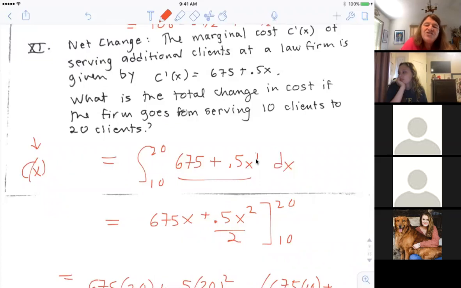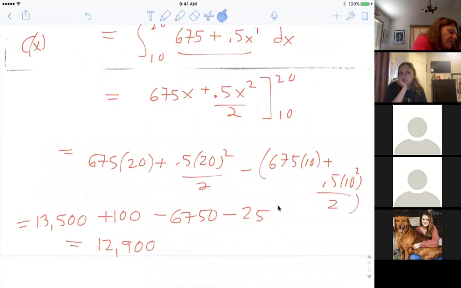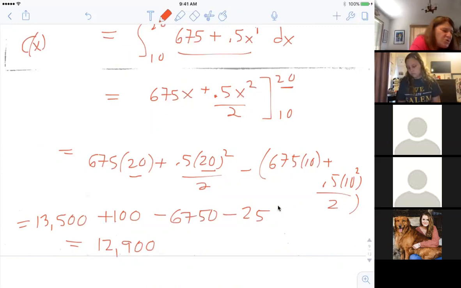If you want to know the net change, it's sort of like finding the area under a curve. What's the increase in your cost? You've got now a cost function. You want to evaluate it from 10 to 20, which means I'm going to plug in the 20 at the top first. So that one always goes in first in this definite integral. So that's 675 times 20 plus 0.5 times 20 squared, going in for x, divided by 2. And then subtract off 10 plugged in, minus parentheses.